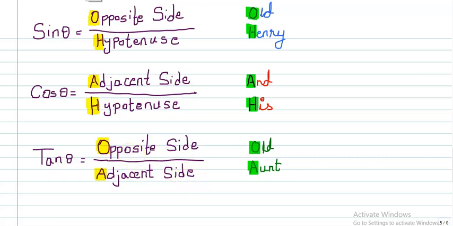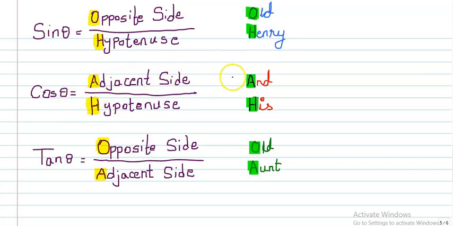Is it very difficult for us to remember the formulae? No, it is not. With the help of this 6-word sentence, we can easily remember these formulae. What is that? Old Henry and his old aunt. The first letter of every word is either O, H, A, or again H, O, A. So O represents opposite side. So sin theta, we will consider the first 2 words of the sentence, Old Henry. So OH, opposite side by hypotenuse.